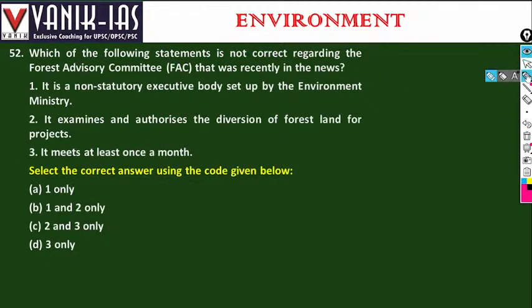Next, which of the following statements is not correct regarding the Forest Advisory Committee, FAC, that was recently in the news? One, it's a non-statutory executive body set up by the Environment Ministry. Two, the Forest Advisory Committee examines and authorizes the diversion of forest land for projects. Three, it meets at least once a month.